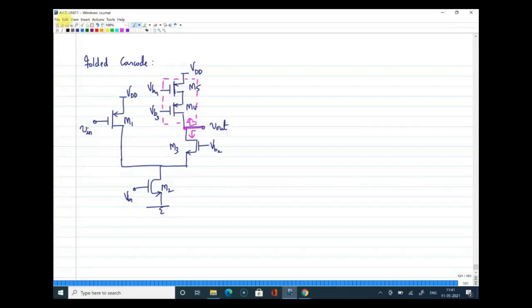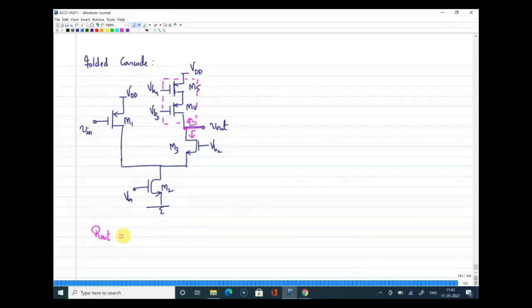Can I get an answer for this question, what I have written here? The question is the output impedance, R out. If any of you got the answer, all right, Yashita, you got the answer. It is gm2 ro2. One second, let me read that. gm2 ro2.